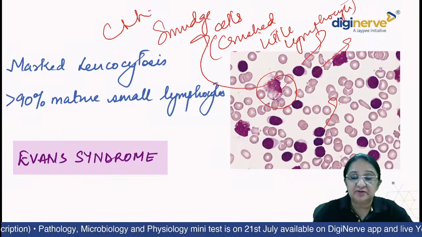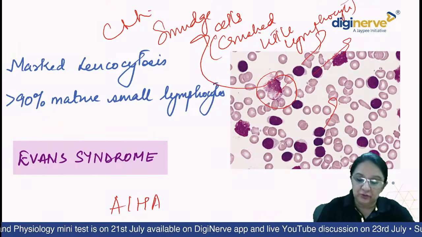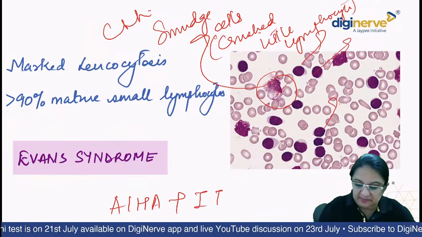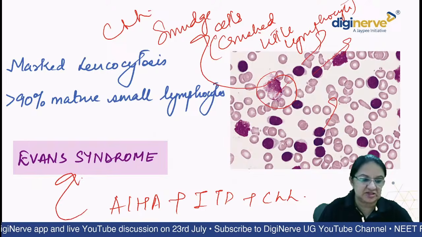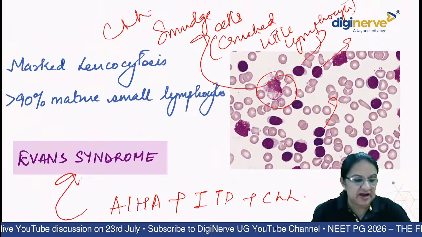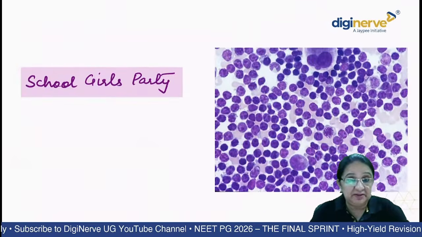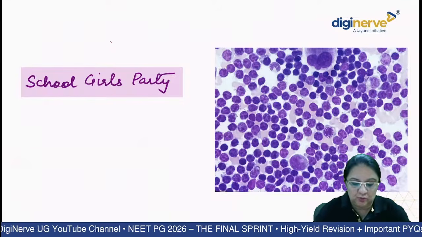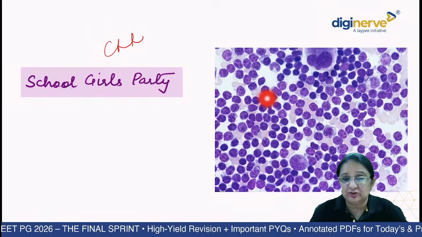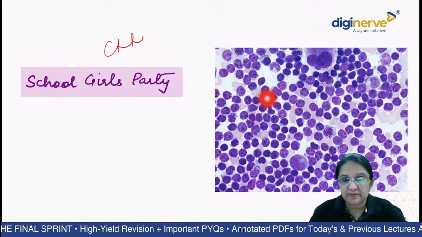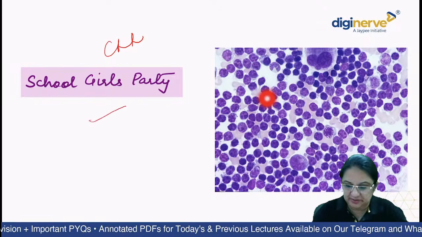Now, 20% of the patients will have autoimmune hemolytic anemia. The triad of autoimmune hemolytic anemia plus ITP plus CLL, what is this called? This is called Evans syndrome, right? Now, that was college party appearance, CML. CLL is schoolgirls party. Schoolgirl party means all the girls are dressed in the same uniform, same appearing cell, right? Same appearing mature lymphocytes, same appearance. So it is schoolgirl party appearance.